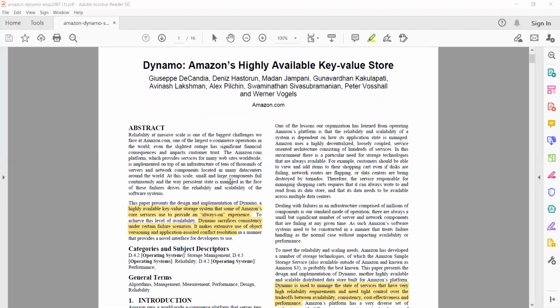So today we are going to talk about this paper Dynamo, which is Amazon's highly available key value store. But just before we start with the paper, just a brief introduction to what these sessions are about. So my name is Deepi Agarwal, and this is our second session of the Wednesday series of book club.